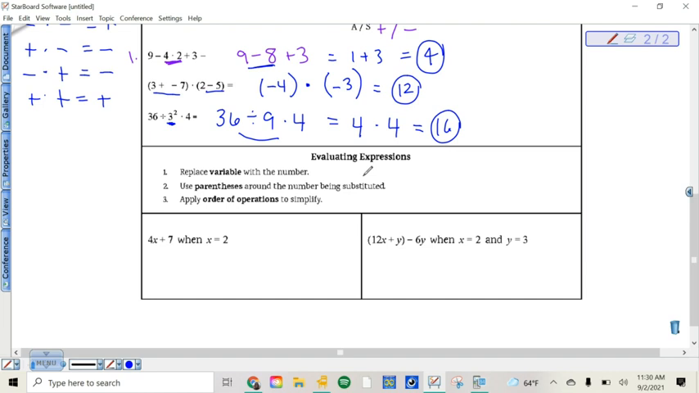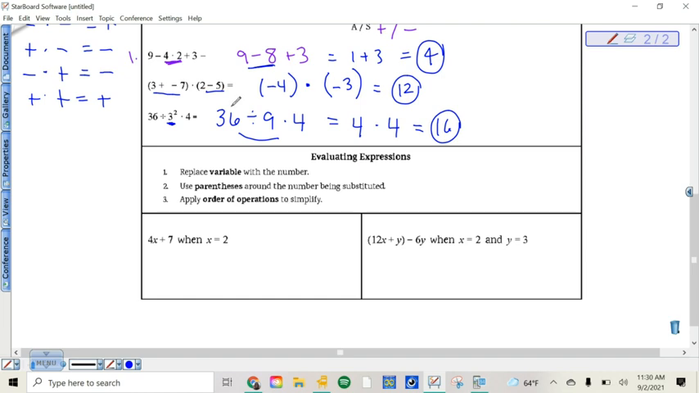All right, last two, we're talking about evaluating expressions. So I wrote down the 3 steps that we talked about yesterday. We need to replace the variable with a number, put parentheses around that number, and then apply order of operations to simplify.